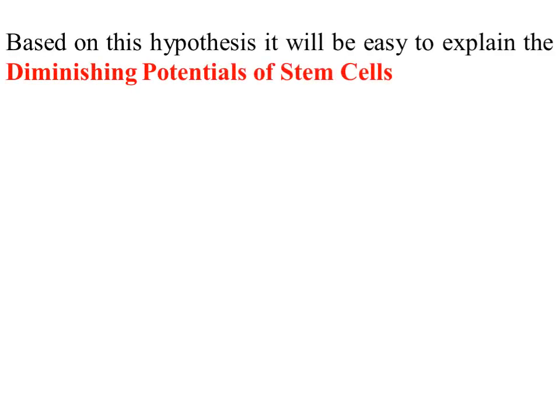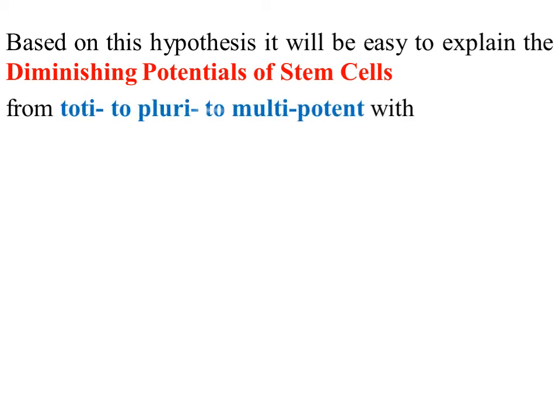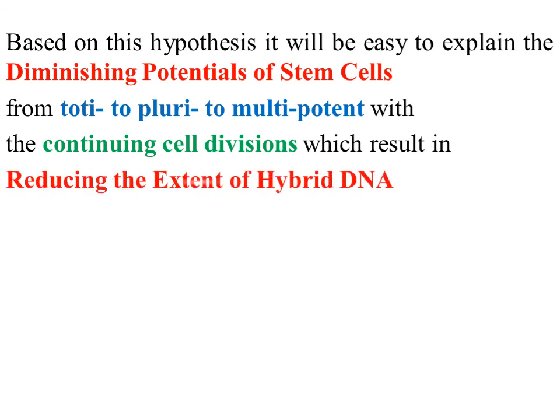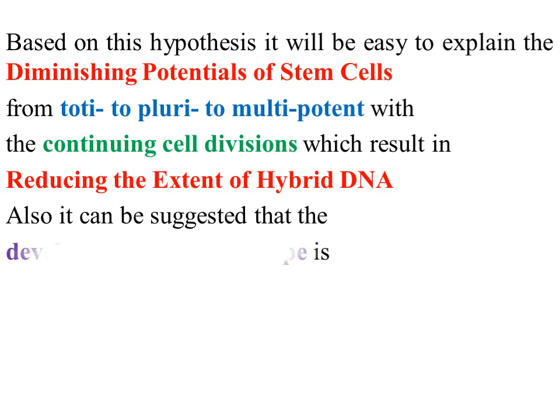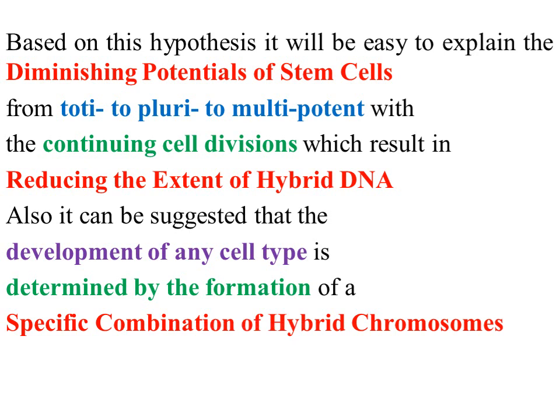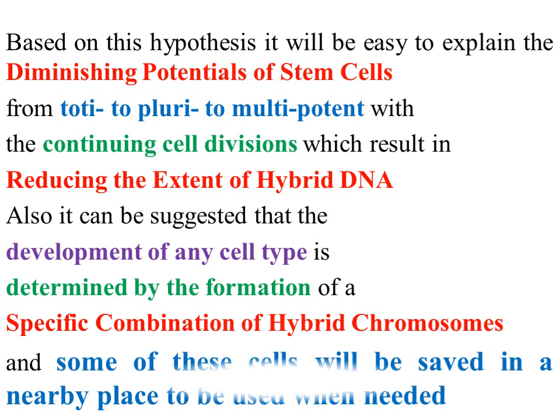Based on this hypothesis, it will be easy to explain the diminishing potentials of stem cells from toti to pluri to multipotent with the continuing cell divisions, which result in reducing the extent of hybrid DNA. Also, it can be suggested that the development of any cell type is determined by the formation of a specific combination of hybrid chromosomes. And some of these cells will be saved in a nearby place to be used when needed.